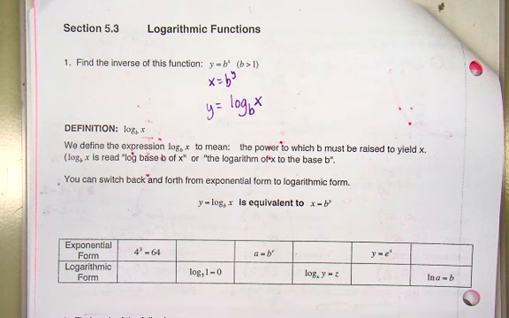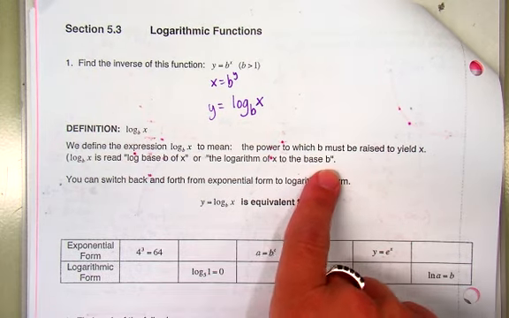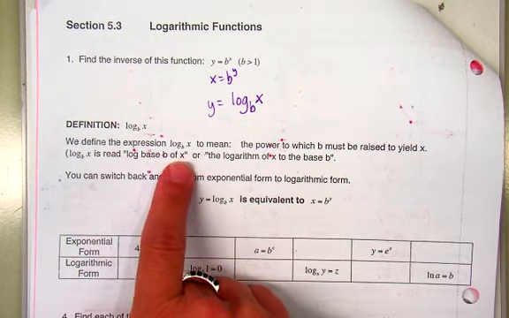Of x means the power to which b must be raised to yield x. So a log is just an exponent. It's the power, it's the exponent. Log base b of x is read log base b of x, or the logarithm of x to the base b. Usually I'll just say log base b of x.